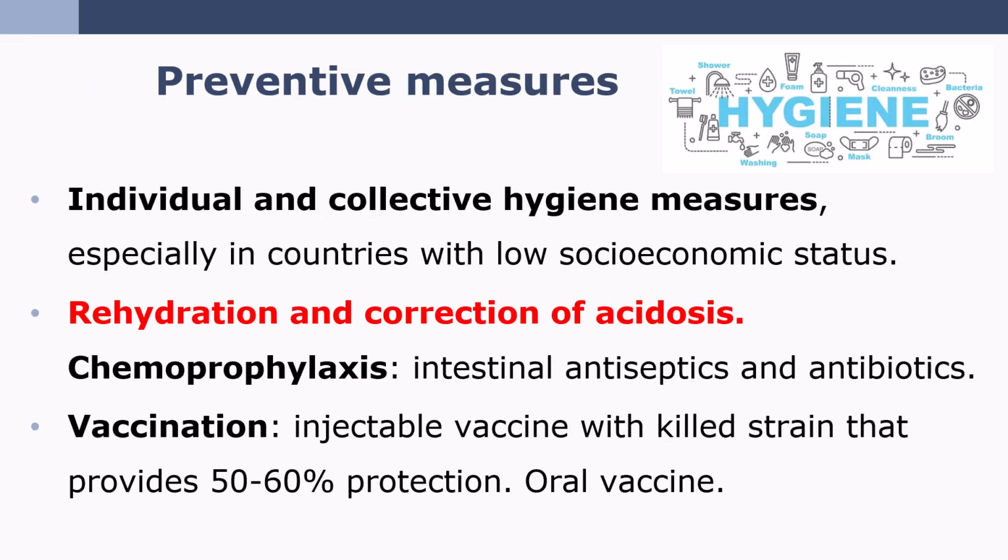Let's now discuss preventive measures against cholera. Prevention is primarily based on hygiene measures, both individual and collective, particularly in countries with low socioeconomic status, to limit contamination through contaminated water and food. Initial treatment includes rapid rehydration and correction of acidosis, which are essential to prevent severe dehydration. Chemoprophylaxis may be considered in certain high-risk contexts, through the use of intestinal antiseptics or specific antibiotics. Finally, vaccination is a complementary tool, the injectable vaccine strain.